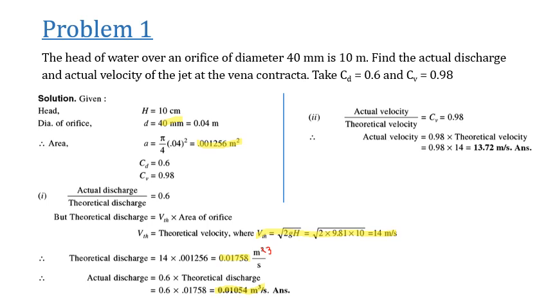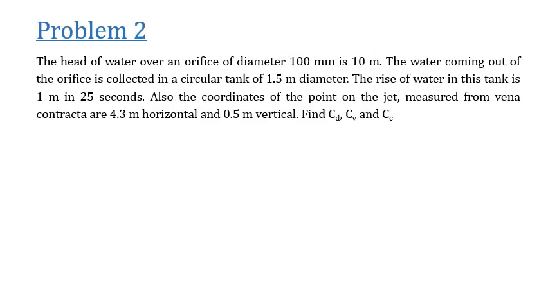Now the next part was to calculate the actual velocity of jet at vena contracta, and the coefficient of velocity was given. Coefficient of velocity is a ratio of actual velocity to theoretical velocity, and the actual velocity would be 0.98 into theoretical velocity. So this was easy. Moving on to the next numerical.